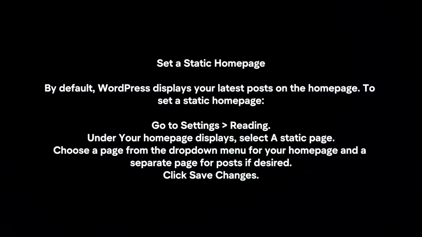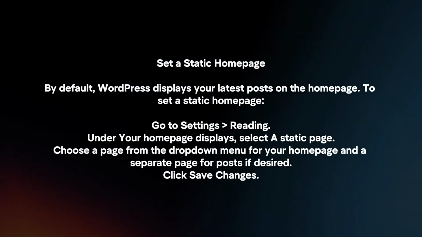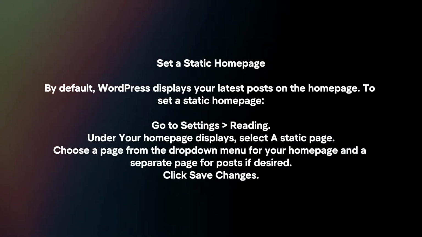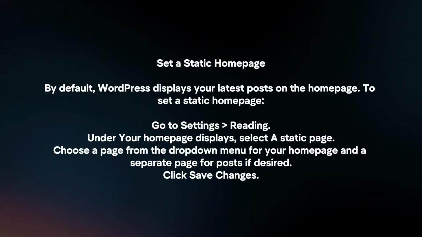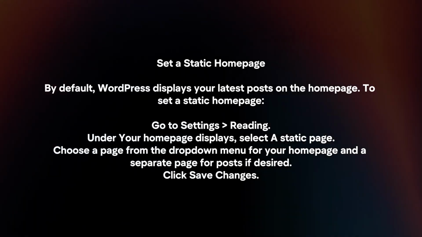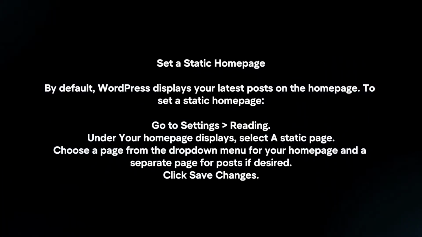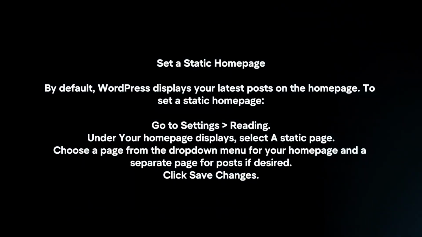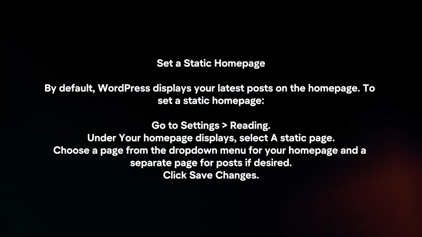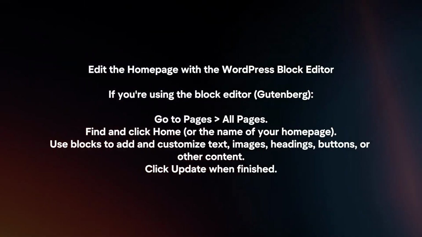Set a static homepage. By default, WordPress displays your latest post on the homepage. To set a static homepage, go to Settings, Reading. Under "Your homepage displays," select a static page. Choose a page from the drop-down menu for your homepage and a separate page for posts if desired. Click Save Changes.